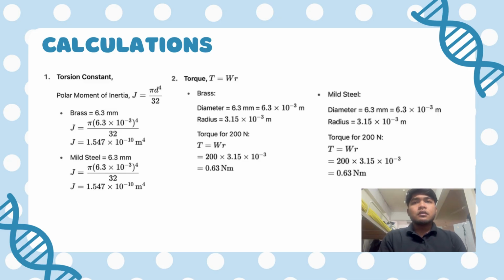Then for the mild steel shaft, the same 6.3 millimeter. Then J equals pi times (6.3 times 10 to the power of negative 3) to the power of 4, divided by 32. So the answer is J equals 1.547 times 10 to the power of negative 10 m to the power of 4. Same answer. Okay, the second one is we need to solve the torque.